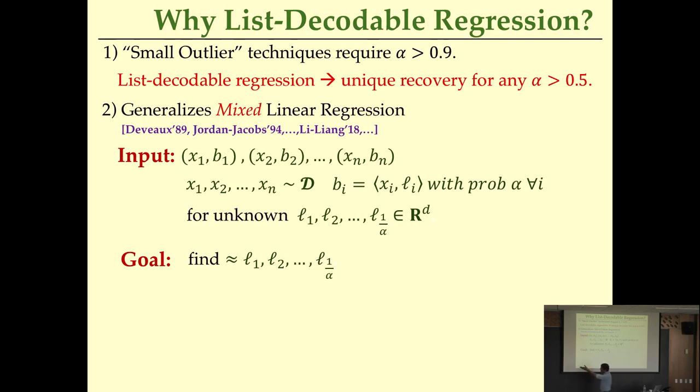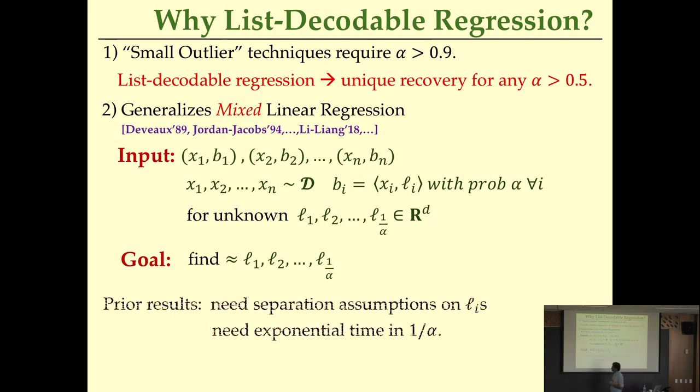If you choose k as 1 over alpha and call one of the clusters inliers and declare the rest of them outliers, then you see that it maps into this setting. It's a special case. So whenever you get an algorithm for list-decodable regression, you get one for mixed linear regression too. And actually, it turns out that the best result that we know for mixed linear regression now is using the list-decodable regression algorithm I'm going to tell you about.